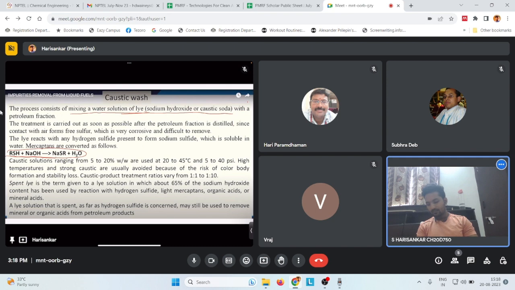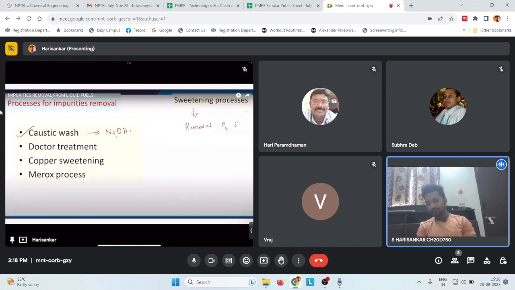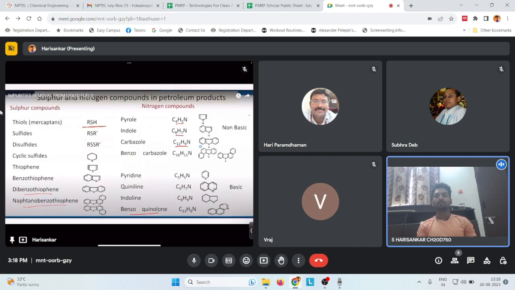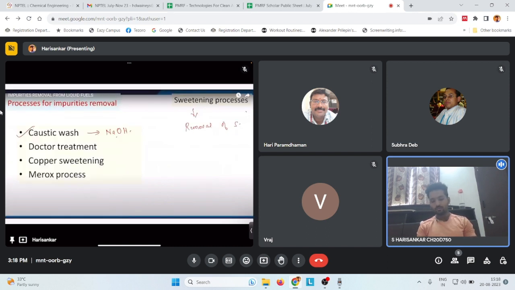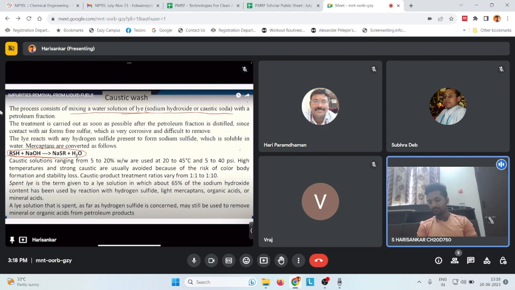RSH, as we saw here, is a type of sulfur compound that we can detect in crude oil. This sulfur compound reacts with sodium hydroxide to form NaSR, a sodium sulfide based compound, and water. Based on this reaction, we can remove the sulfur compound from the crude oil.